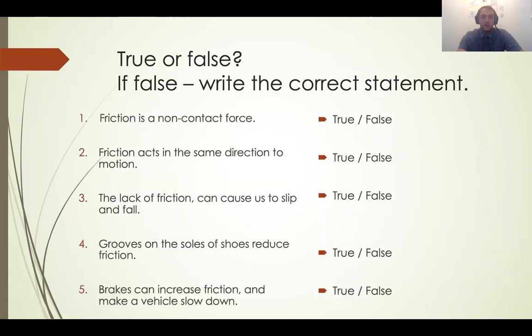Okay, let's have a look at the review. True or false? If false, write the correct statement. So what you can do is in your notebooks, just write number 1, 2, 3, 4, and 5, and then look at the questions. Don't copy the questions. Just read the question and then write in your notebook, true or false. If you say it's false, you must tell me, why is it false? Okay, so pause the video, quickly answer these questions, and once you're finished, hit play again and we can continue.